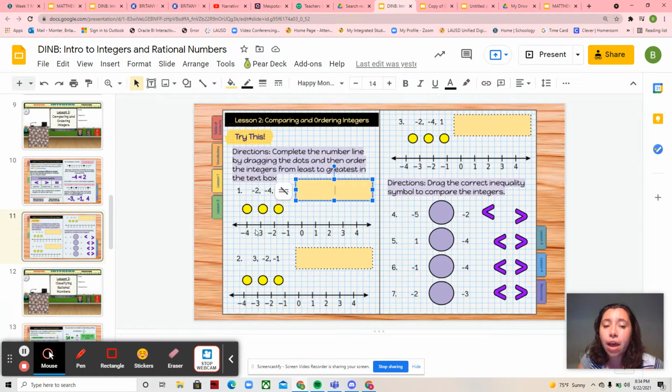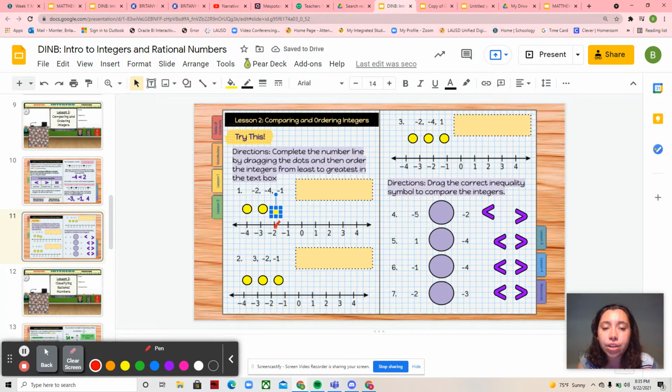So to begin with, you're supposed to drag this. So the yellow was supposed to be to the -2. Okay, so let me go ahead and do that. So if I was going to do it, I would drag the yellow to -2, -4, and then there would be -1. Okay, so again, we're trying to go from least to greatest. That means the smallest to the greatest. So we know the farther the negative number is, the less that it is. So we have -4, -2, and -1. Okay, that would be the answer for that.